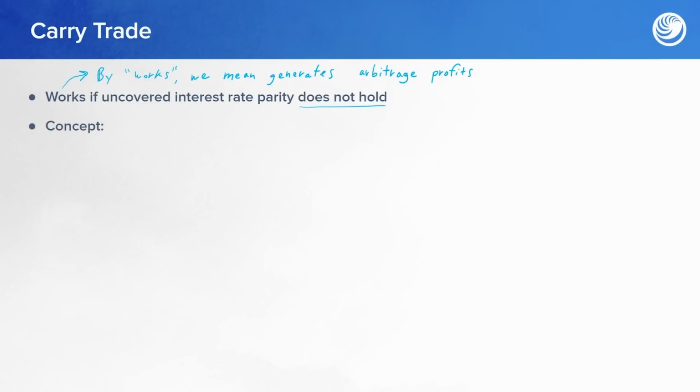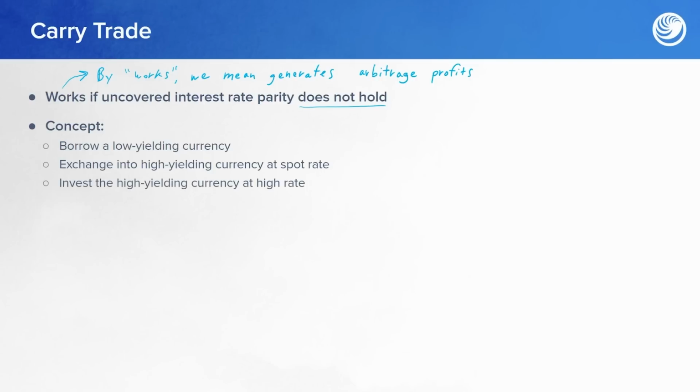So the concept is that you'll borrow in the low yielding currency, the currency with the lower interest rate, because it's cheaper to borrow at that lower rate. Then you'll exchange it into the high yielding currency at the spot rate. And then once you have the higher yielding currency, you'll invest it at the higher rate. So this is the part where, if the forward rate turned into what we had expected it to be at the initiation, there would be no arbitrage profit. But basically the strategy will work if the currencies don't appreciate or depreciate the way that they were expected to.